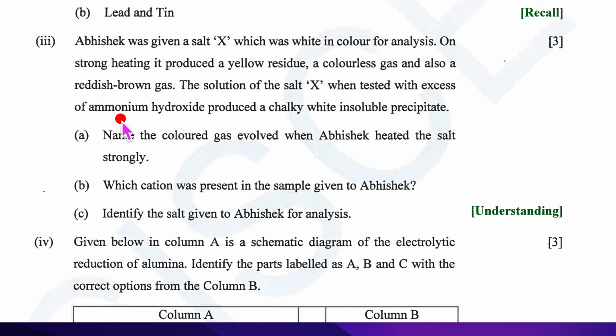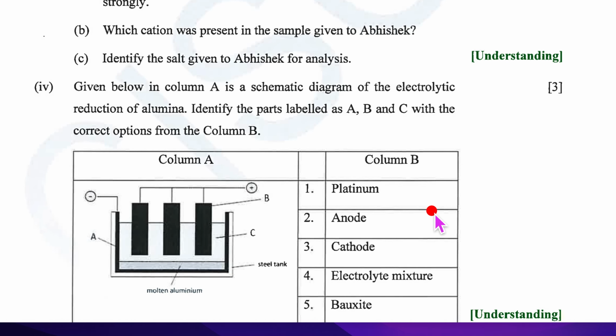when tested with excess ammonium hydroxide, forms a chalky white precipitate, insoluble, confirming that it is Pb2+. So this yellow residue was PbO. Name the colored gas: it is nitrogen dioxide. Which cation was present? It was lead 2+. Identify the salt: it is lead nitrate.